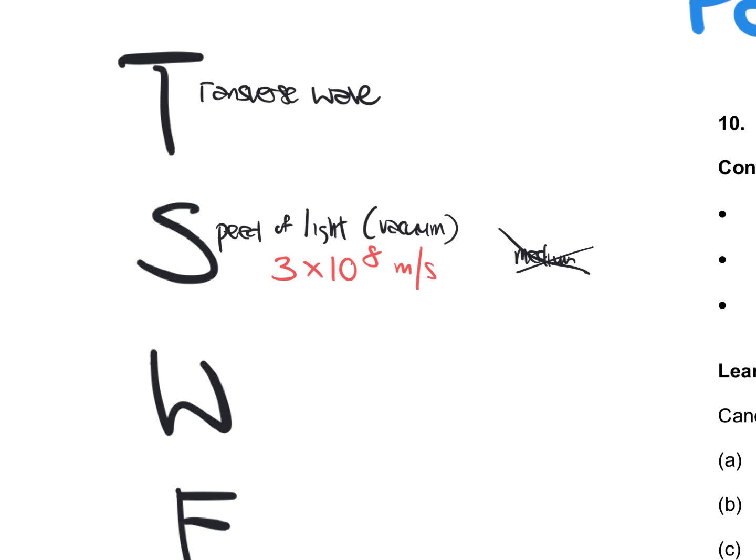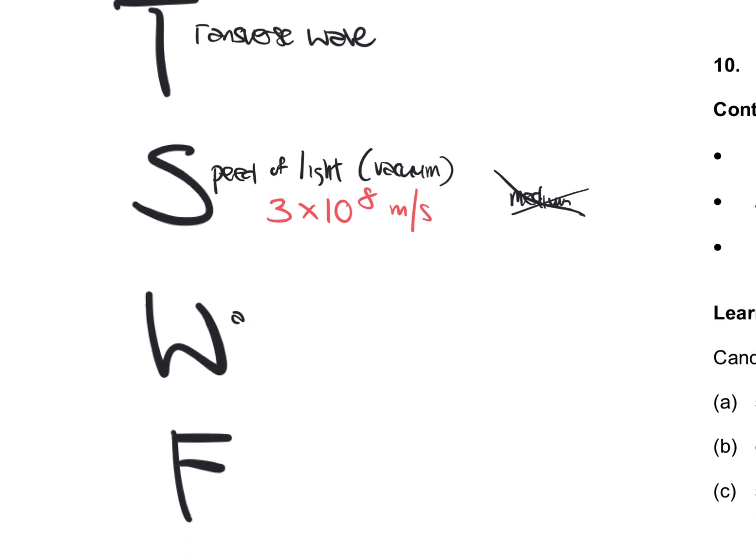Now, the third thing you need to know, and I'm going to use the letter W. Why W? It's because I want W to stand for wave equation. The wave equation that you are very familiar with from the previous chapter, especially from general wave properties, is v = fλ, where v stands for speed, f stands for frequency, and λ stands for wavelength. We will be using this formula inside this chapter. Just remember that the speed will always be the speed of light, 3 times 10 to the power of 8.